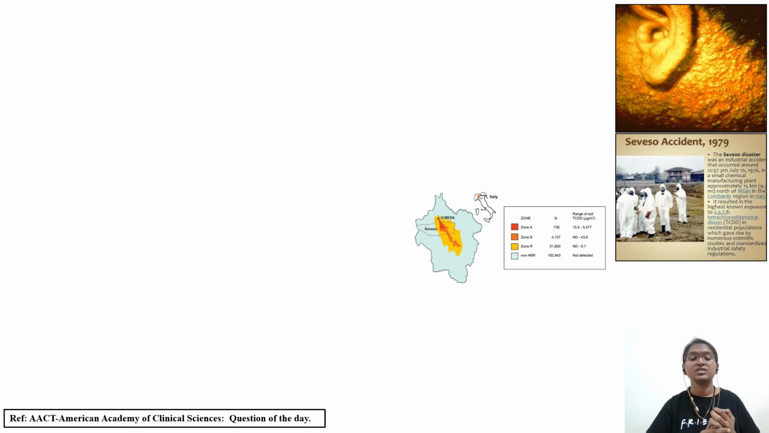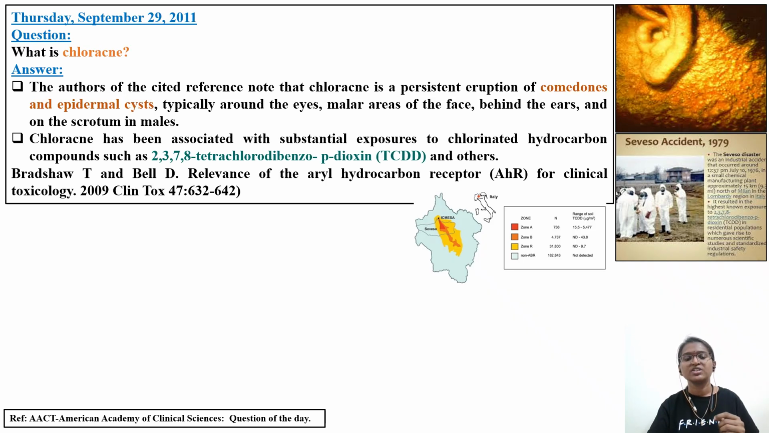Now we'll discuss some questions with respect to AACT, that is American Academy of Clinical Toxicology. In my videos I'll be discussing some questions from AACT also, because the DABT exam is set up by American scientists, so there is a possibility that similar topics might come from there. These are taken from the question of the day. So what is chloracne? You have to read about chloracne.